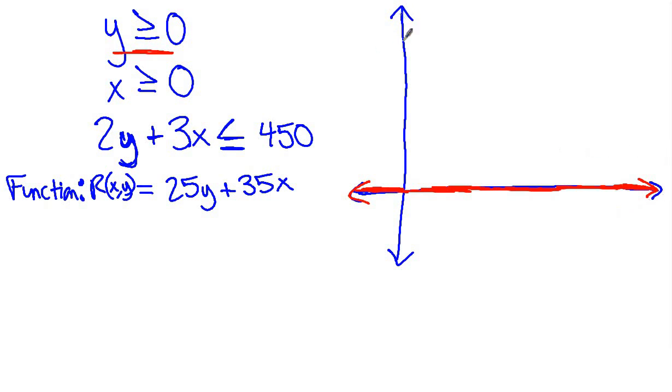X has to be greater than or equal to 0. Well, this green line that I'm drawing, this vertical line, that's where X equals 0. Okay, so we will have our two lines right there.